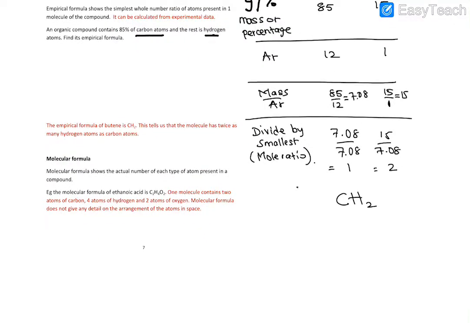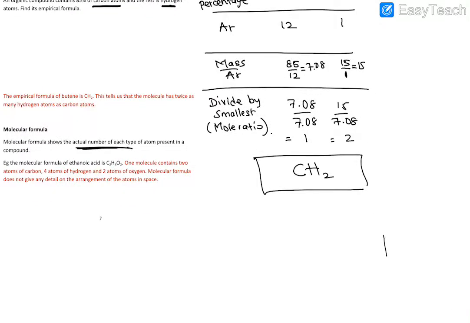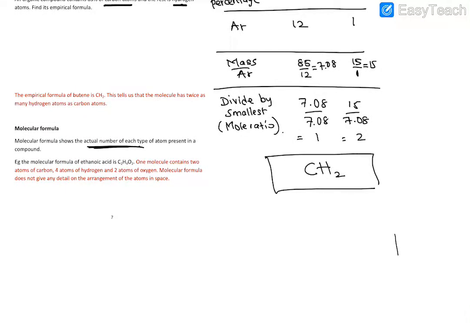And then from the empirical formula, you can get the molecular formula. The molecular formula shows the actual number of each type of atoms. For example, here, ethanoic acid, C2H4O2. So here one molecule contains 2 carbon, 4 hydrogen, and 2 oxygen. It does not give any detail of the arrangement of the atoms in space.